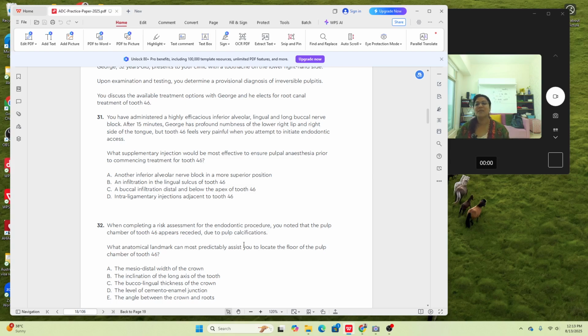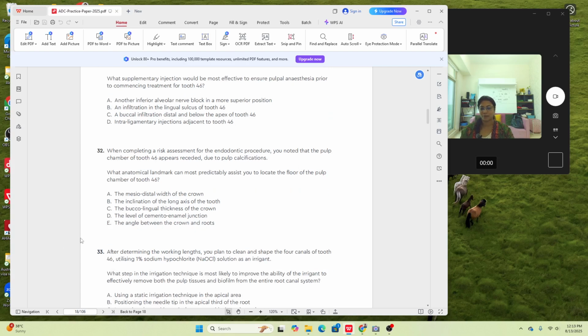So anyway, this is how you do the measurement, and the most useful anatomical landmark to assist you is the level of the cement-enamel junction. That's the CEJ. That's option D again. Understood? The rest of the options don't help you out.